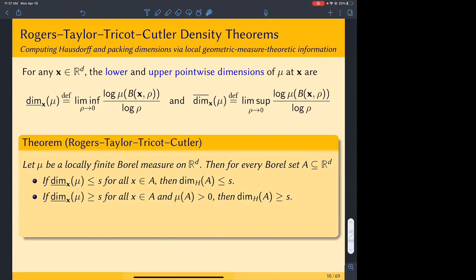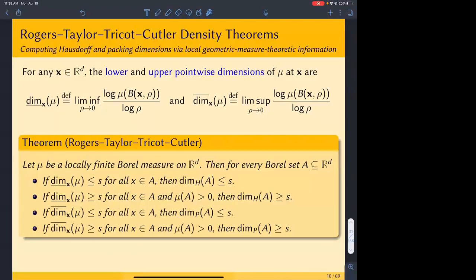So this is what I was just saying. If you can bound this lower pointwise dimension above by s, then you've got an upper bound for the Hausdorff dimension. And if you've got a lower bound on the lower pointwise dimension, then you've got a lower bound on the Hausdorff dimension. And as you can imagine, the same principle works if you replace these lowers with uppers, and then the Hausdorff dimension gets replaced with the packing dimension.